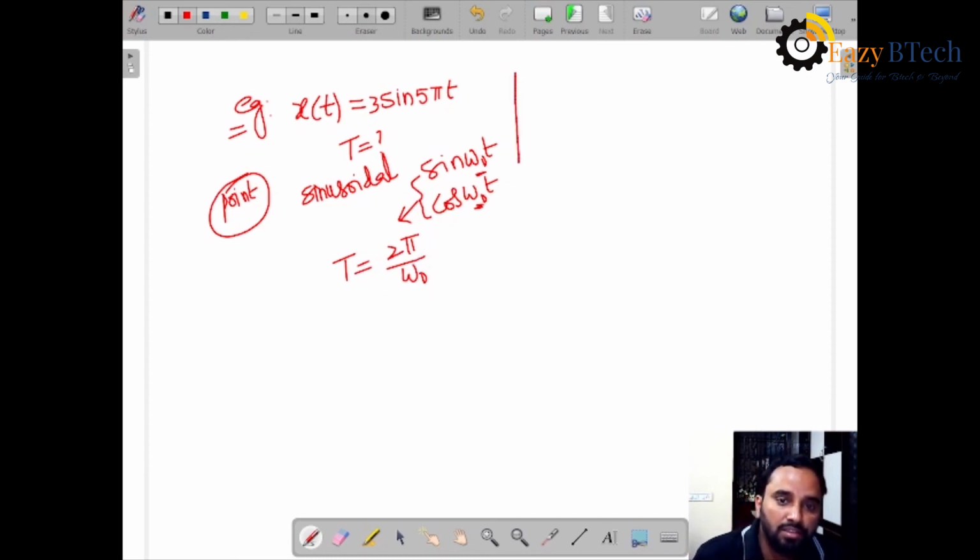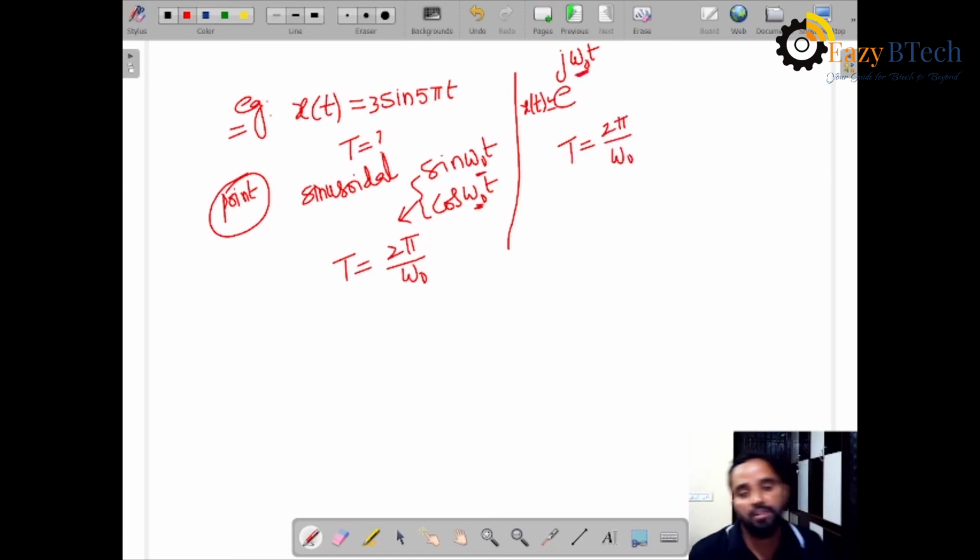Similarly, suppose you have a complex exponential like e power j omega naught t, so your x of t is e power j omega naught t. What is the time period? In the same manner, 2 pi by omega naught. Whatever the omega naught is, you write 2 pi by omega naught.